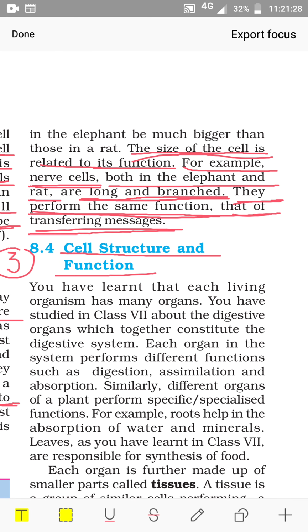Next comes cell structure and function. What is that? The cell is the basic unit of life, and it is also the smallest unit of life. In a multicellular organism, a group of cells performing a particular function makes a tissue, a group of tissues forms an organ, and a group of organs forms an organ system, and these organ systems make the body of the organism. This way the body is organized and functioning.